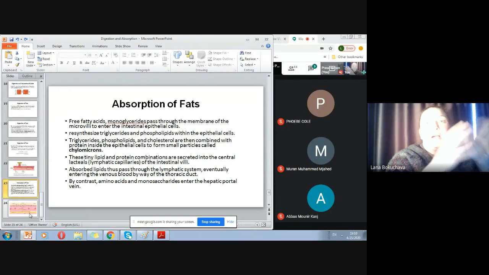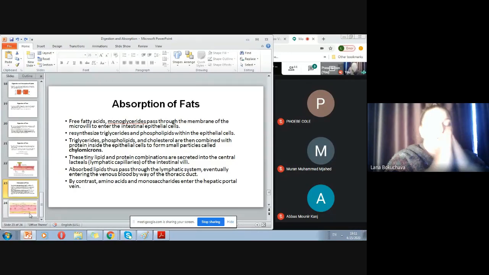I mean the capillaries. In this case, it doesn't happen like that. First of all, you can see that we have the resynthesis. Again, we are synthesizing the fats in the epithelial cells, and particularly we have the formation of triglycerides, for example, as well as the phospholipids here.